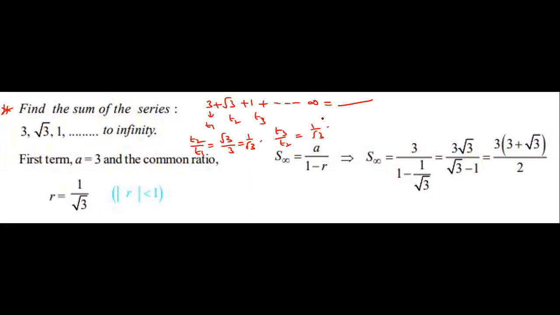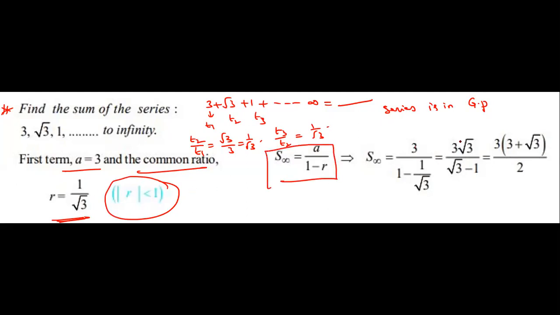Now give the conclusion. The series is in GP. Now, here the first term is 3 and the common ratio is 1 by root 3. What are you observing? 1 by root 3 is less than 1. Now, this is the formula. Apply it, and that is the answer.